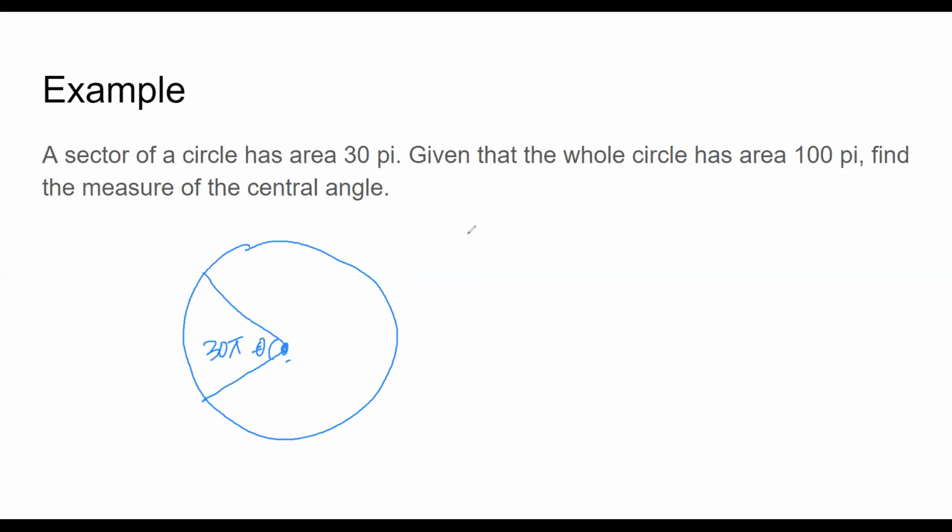So now we notice that the whole circle has area of 100 pi. And we have 30 pi of it. So that means we have 30 pi over 100 pi, which is 3/10 of the total circle. Does everyone see this? Basically, we just did the sector area over the total area.